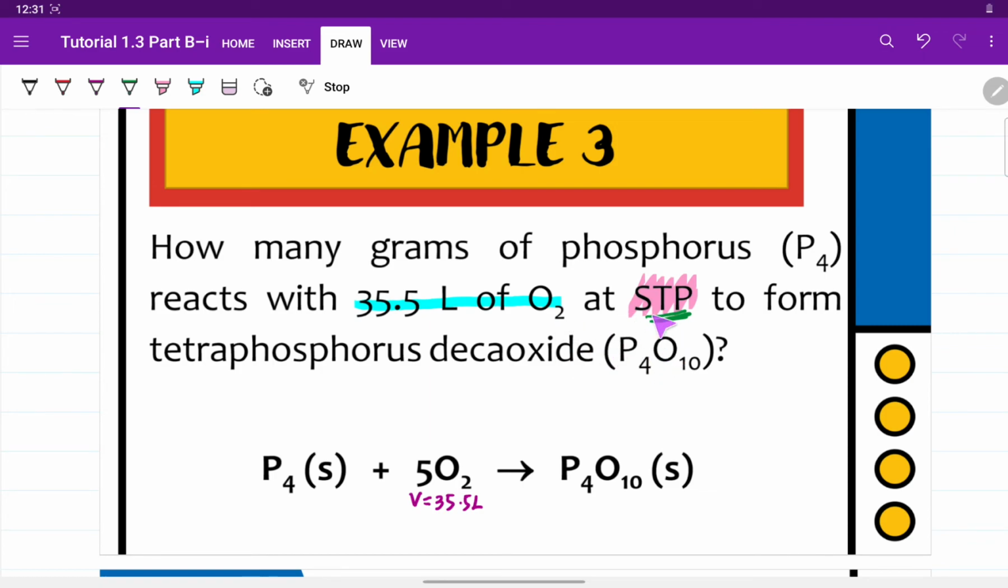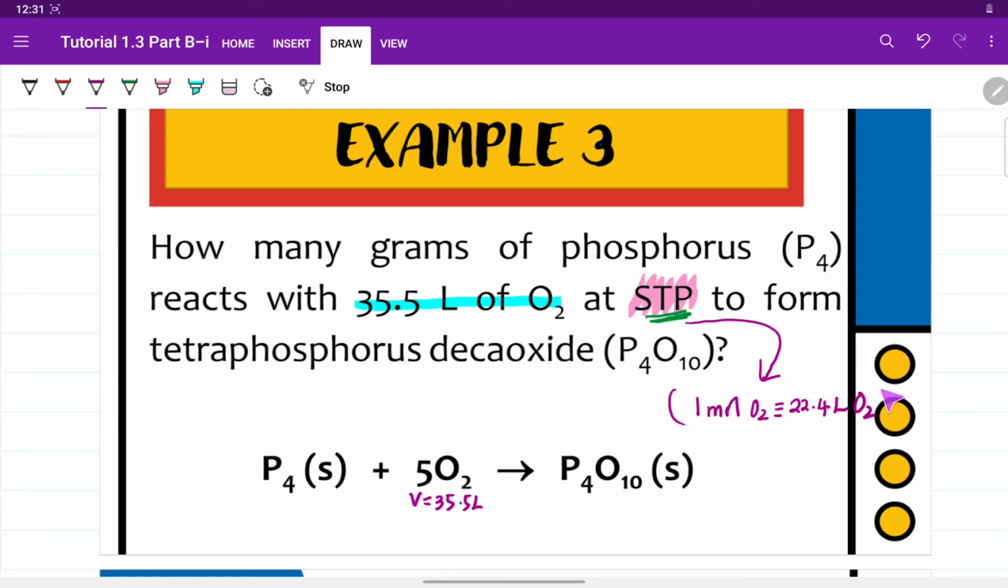Maksudnya, selain kita tahu kita ada volume of oxygen 35.5 liter, kita tahu dia berada pada STP. Pada STP, maksudnya apa dekat sini? Awak dah boleh keluarkan. So, STP, if you have 1 mole of oxygen gas, pada STP kita akan ada berapa liter oksigen? Awak akan ada 22.4 liter oksigen.